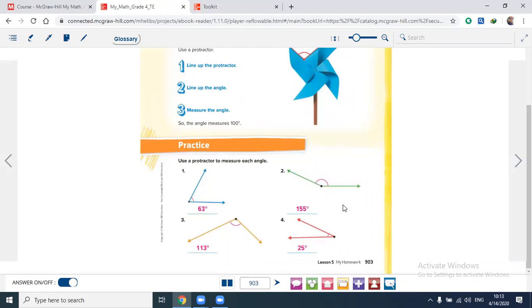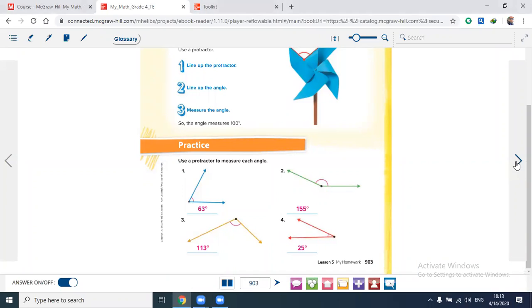Here the measures are 63, 155, 25, and 113 for the last one. Using your protractor to measure each of these angles. Can you write it, please? Also, the next page, page 904. Okay, done.